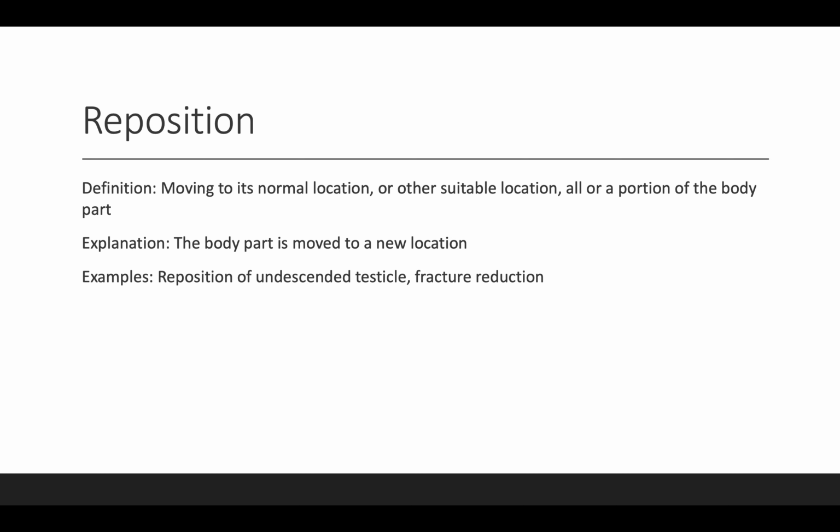Next root operation is reposition. Definition: moving from its normal location to another suitable location, all or a portion of the body part. The body part is moved to a new location. For example, reposition of undescended testicle or fracture reduction. So the body part is moved to its normal location in order to improve function. That's the purpose and objective.